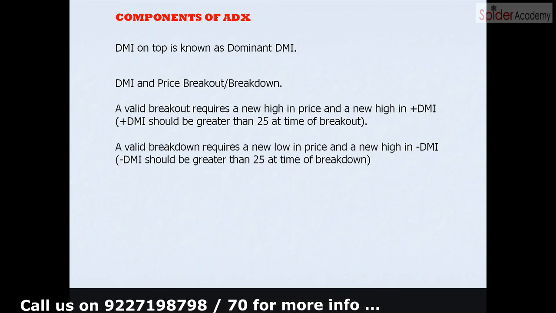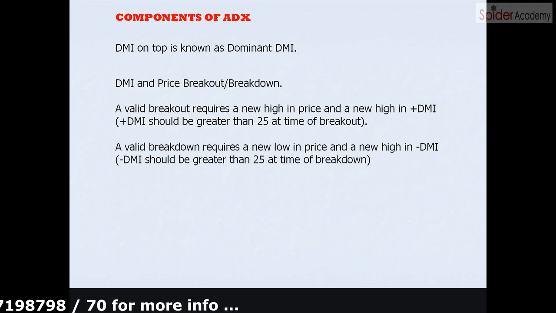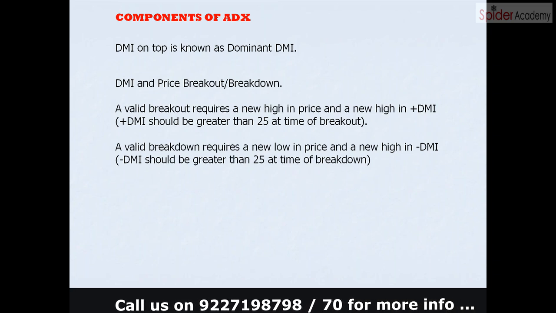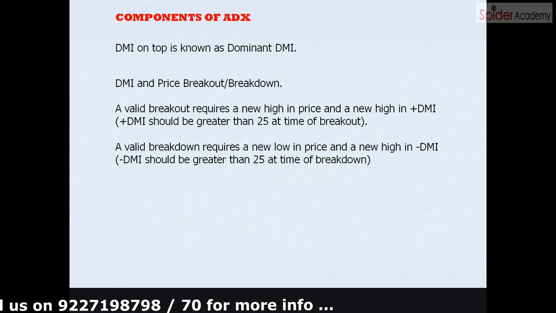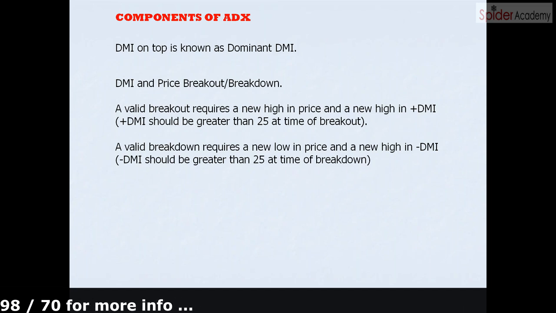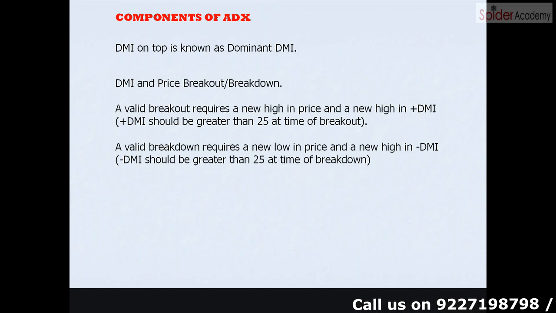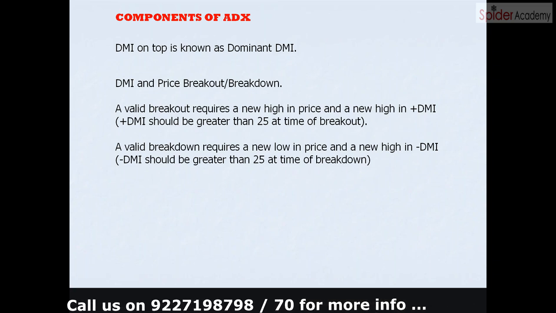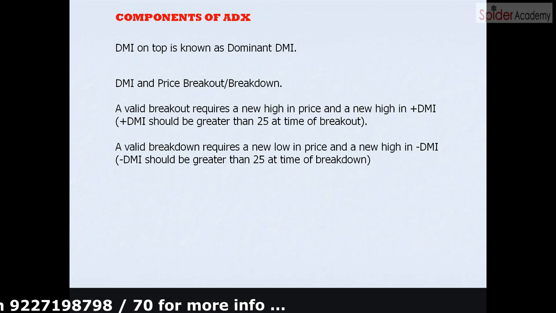Now DMI and price breakout or price breakdown. A valid breakout requires a new high price. अब कोई भी चार्ट हम देख रहे हैं उसमें एक नया हाई प्राइस आया है, उसके साथ अगर पॉजिटिव DMI 25 के ऊपर है तो ही उसको अपने वैलिड ब्रेकआउट बोल सकते हैं. And vice versa. A valid breakdown requires a new low in price and a new high in negative DMI.